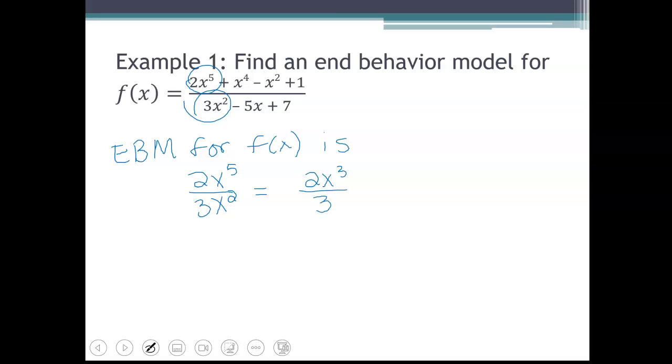So 2x cubed is an odd function. Odd functions start low and go high. They also end in opposite directions. So odd functions end in opposite directions, and a positive one starts low and gets high. So this is a cubic model.